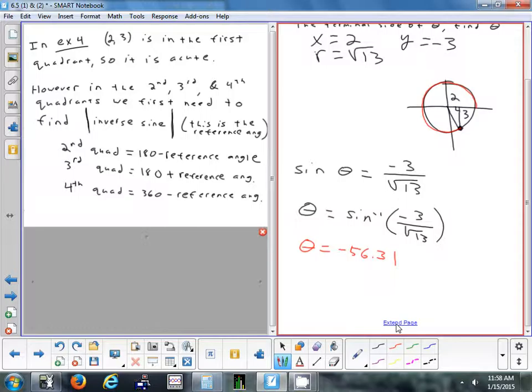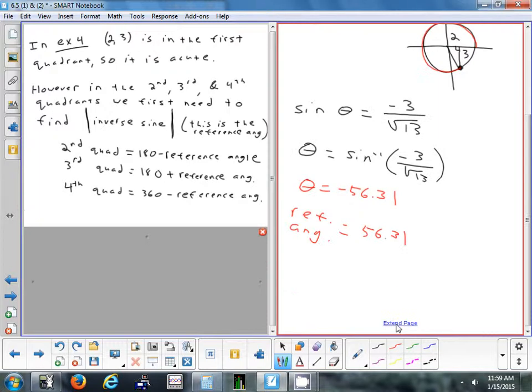Now, I said I want you, for the reference angle, to make it positive. So your reference angle is 56.31. What you really just found was this. You just found this piece in green. I don't want that piece. I want the other piece, starting from the red line, going all the way around.